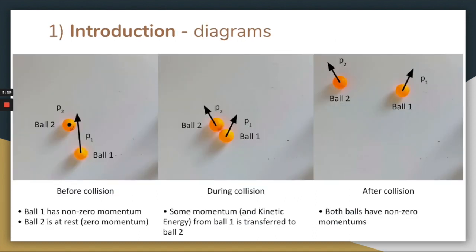So here's a diagram of my setup, in which I rolled one ping pong ball towards another, identical stationary ping pong ball, and recorded their x and y positions. So initially, ball 1 has non-zero momentum and ball 2 is stationary. During the collision, some of ball 1's momentum and kinetic energy is transferred to ball 2, resulting in them both having non-zero momentums at the end. In other words, they are both in motion at the end.